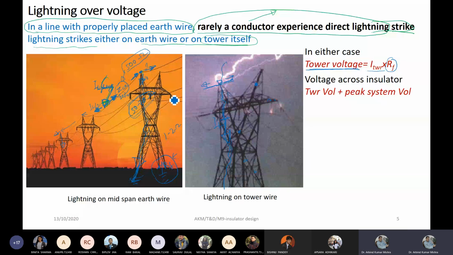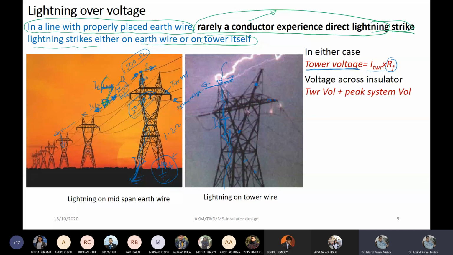So this is the insulator. Now you have calculated this is the voltage along the tower, so this is the tower voltage at this point. And you know that this conductor is at the system voltage. This is the system voltage.